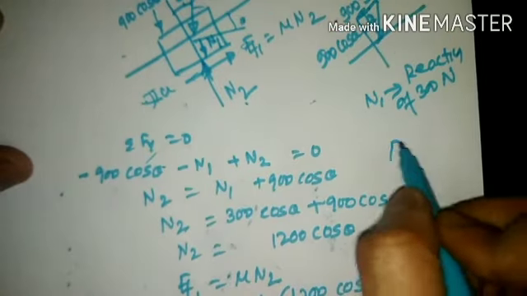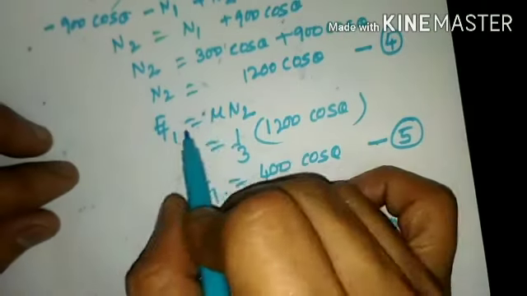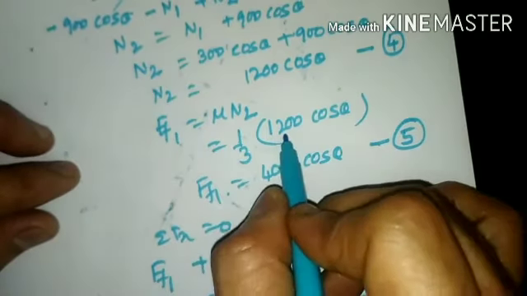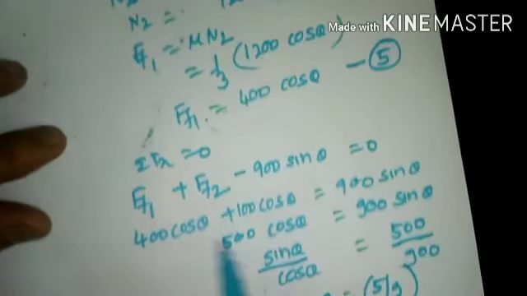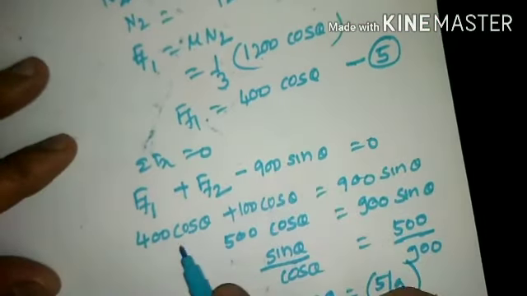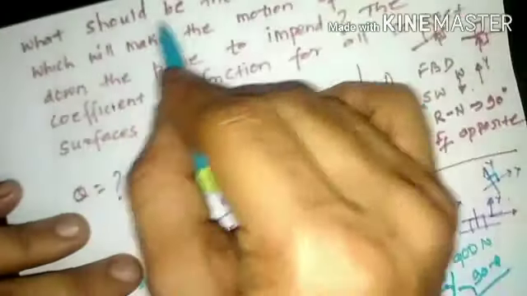So the frictional force relationship is mu times N, where mu is the coefficient of friction. So frictional force here will be 100 into the normal reaction 1200, so 1200 by 3 will be 400 cos of theta. Considering summation of force along the x direction, as both these forces are upward, you are going to consider this as positive. Whereas 900 sin theta is downward, so you are going to consider it as negative. So 400 plus 100 will come out to 500, and this will be the value of theta that is required to calculate.